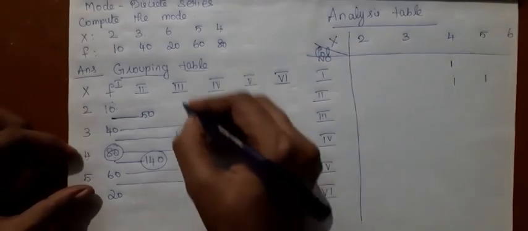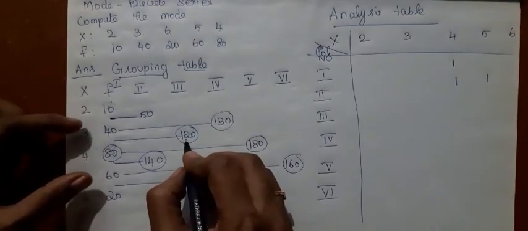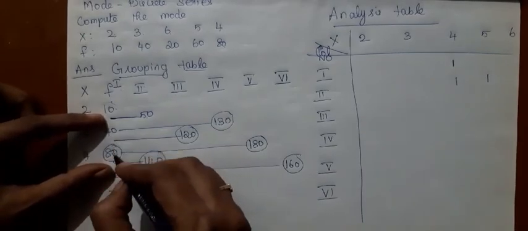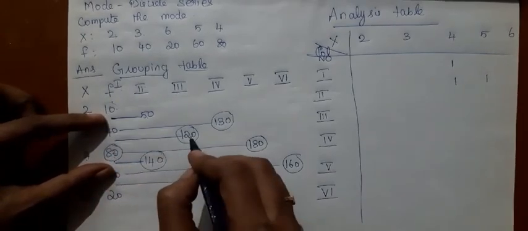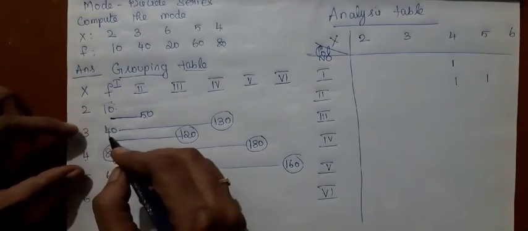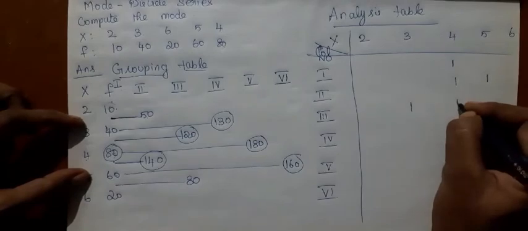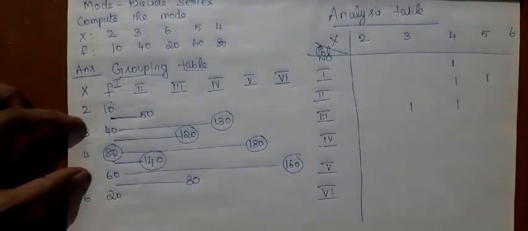In the third column, the maximum value is 120. This line says that you got it by adding these two numbers. So the corresponding values of x are 3 and 4. Put a tally mark against 3 and 4.